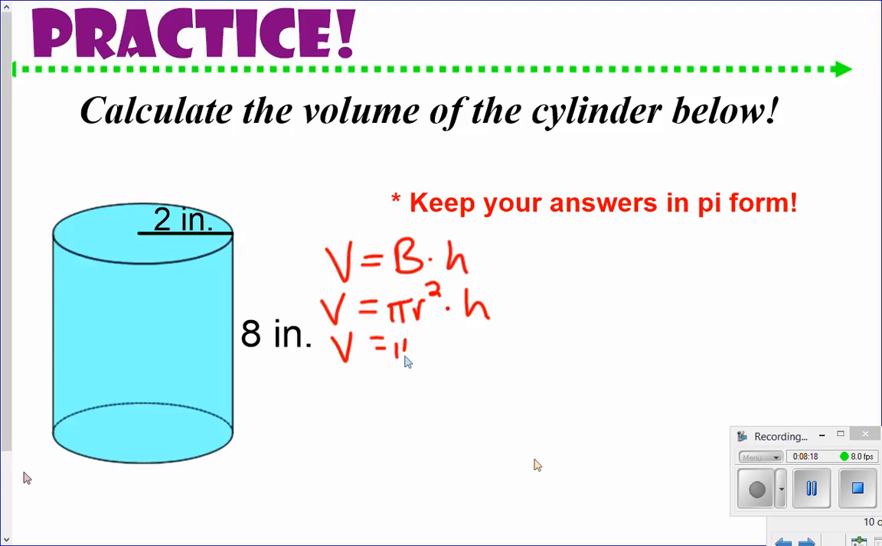So pi, the radius here we can see is 2, and the height of the prism, that's what connects the 2 circular bases, that is 8. So pi 2 squared is 4 times 8. 4 times 8 is 32. 32 pi. It says to leave my answer in terms of pi, so I'm going to leave pi in my answer. Now I just need units. Volume, we have inches cubed.